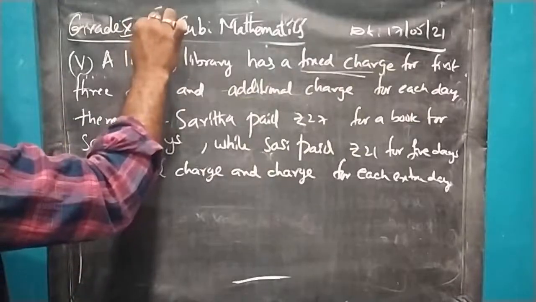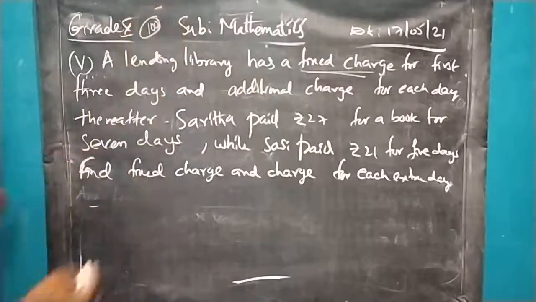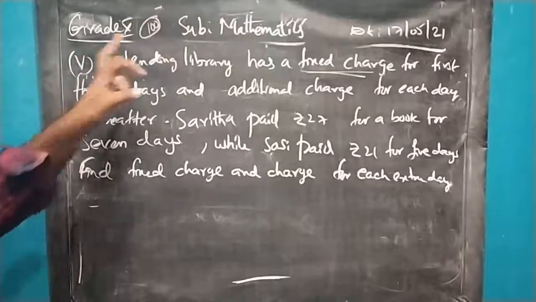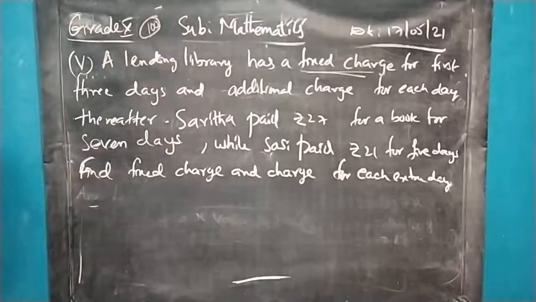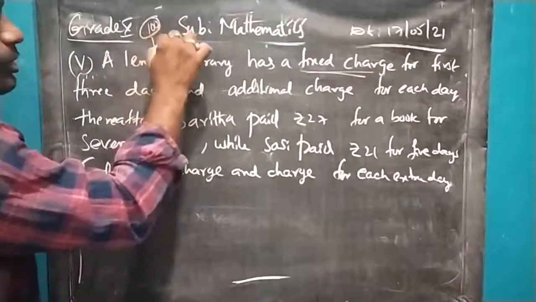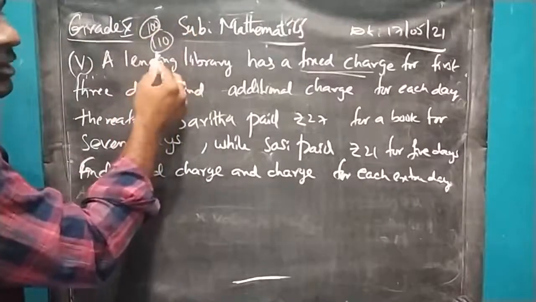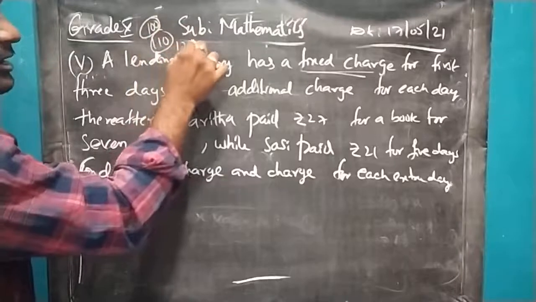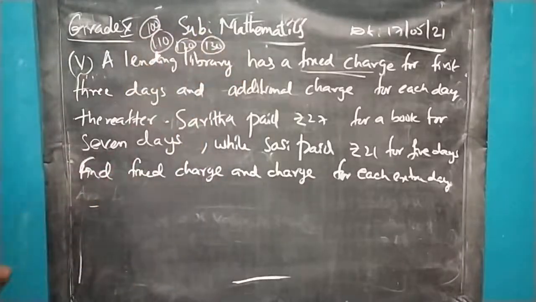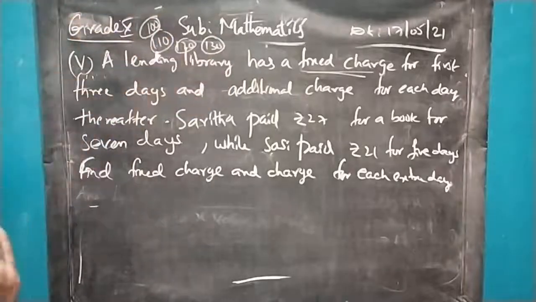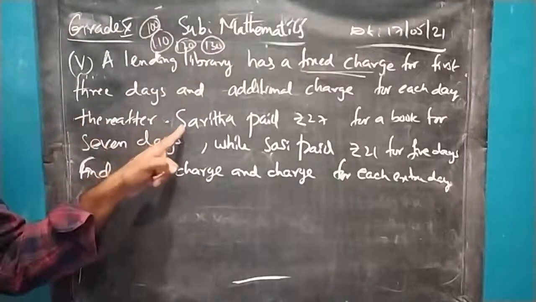Means for the first 3 days, each day 100, 100, 100. Let us suppose the first day is 100, the second day is also 100, the third day is also 100. But from the fourth day, they are going to increase some money. We don't know how much they are going to increase. So I'm assuming 110, 120, 130 thereafter. Is it clear? Like this, the scenario goes on. So let us see what is there in the question.